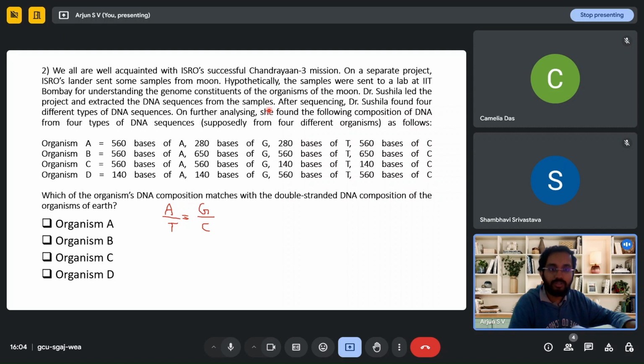According to all those rules, your organism B will match the double-stranded DNA composition of the organisms on Earth.